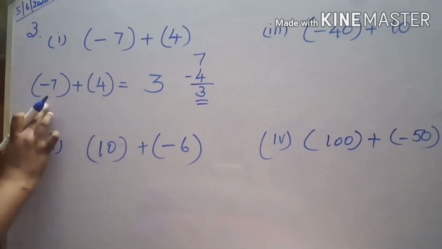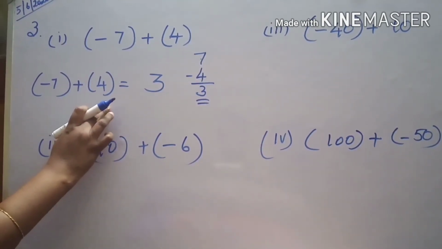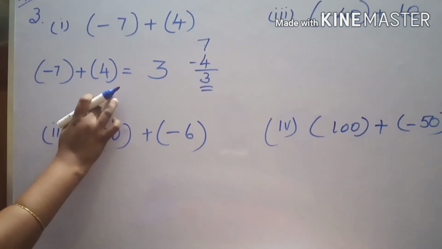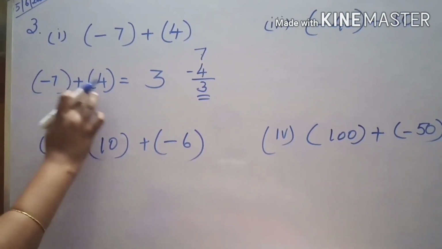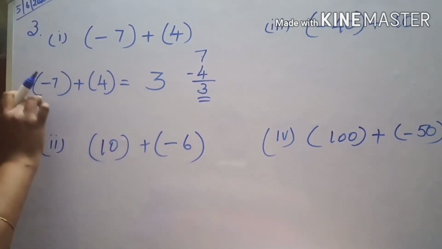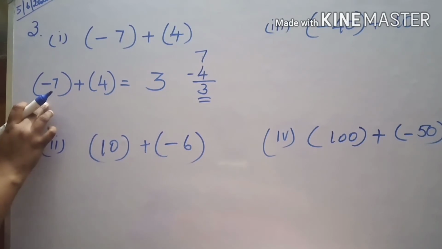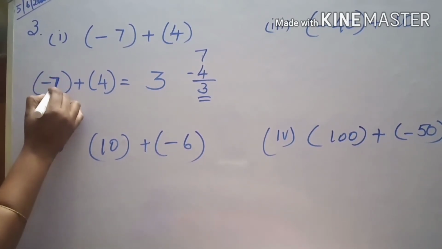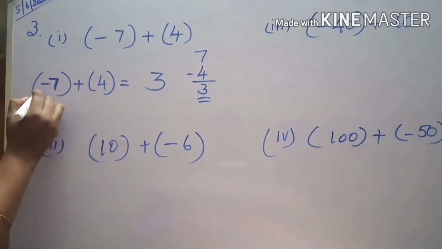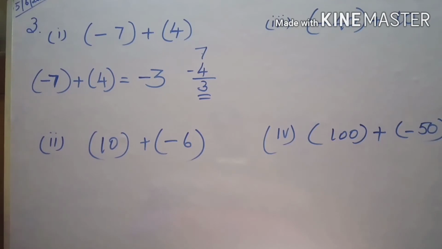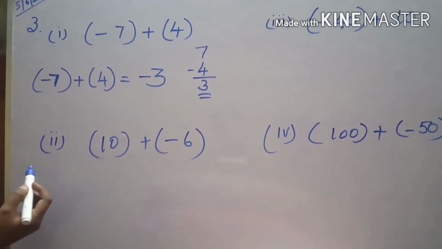That is, one positive and one negative number are here. While adding positive and negative numbers, subtract the numbers and write the answer. Then put the greater number's symbol. So here the greater number is 7. 7's symbol is minus. So minus 3. Minus 7 plus 4 is equal to minus 3. Yes? Right. I'll go with the next sum now.